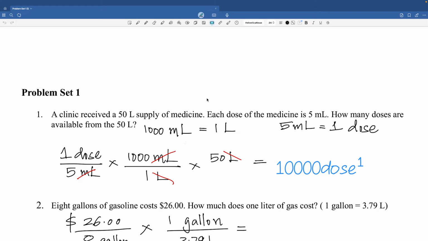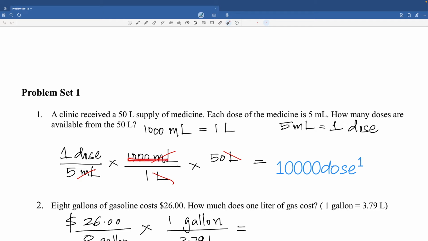1,000 milliliters is 1 liter, as you can see there. And then the question also says 5 milliliters is 1 dose. So 1 dose is 5 milliliters. So that's why we put it as 1 dose over 5 milliliter. And then because we need to get milliliter cancelled out, we have to put this conversion in this way, where you have the milliliter on top and the liter in the denominator.